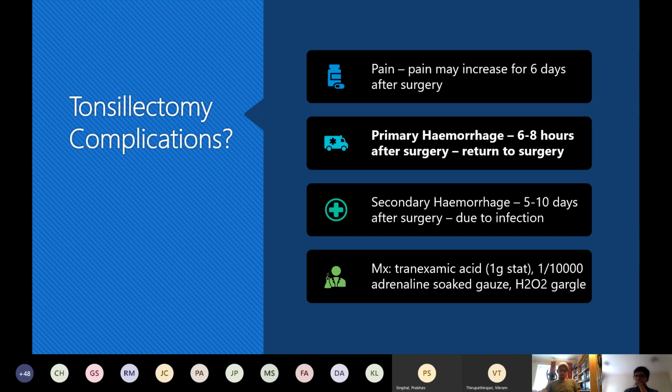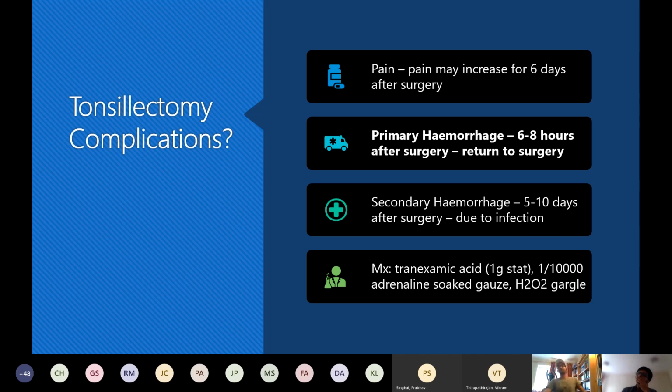You can give 1 in 10,000 adrenaline. Is it 10,000? Hang on. It is 10,000. Just check it. You don't want to give the wrong one. This is why it's always good to check. 1 in 10,000 adrenaline, so gauze, you can put it in the area. And with the adrenaline, it causes a vasoconstriction that makes the bleeding slow, makes clotting likely because of slower blood flow through there. And you can get hydrogen peroxide gargles, which are also useful.